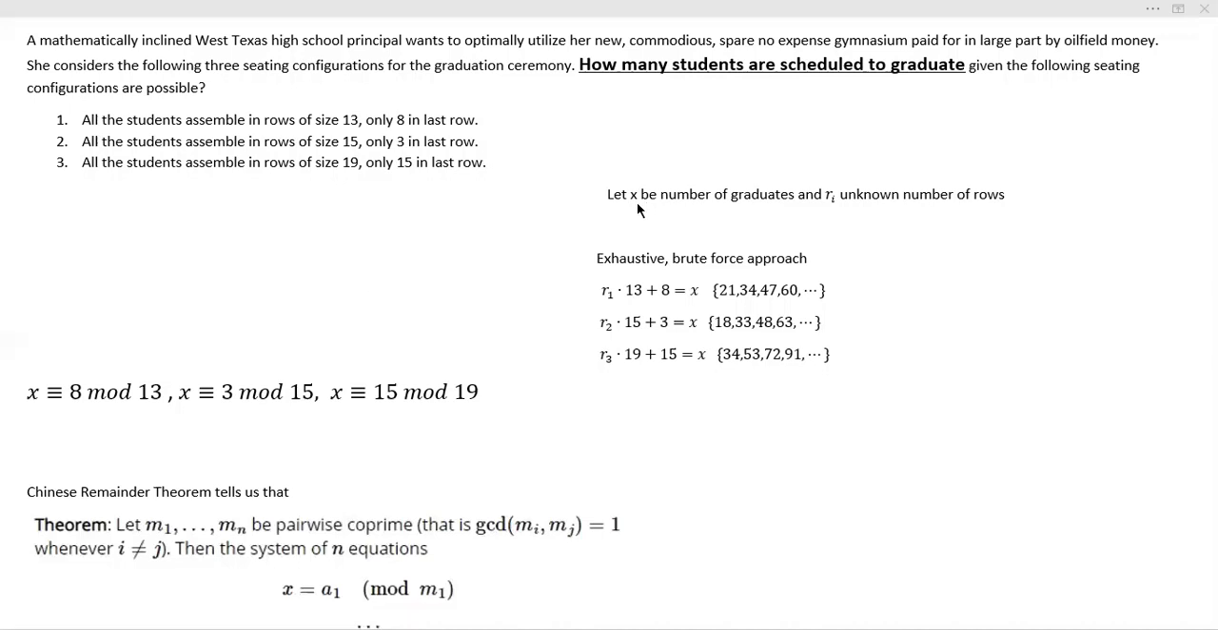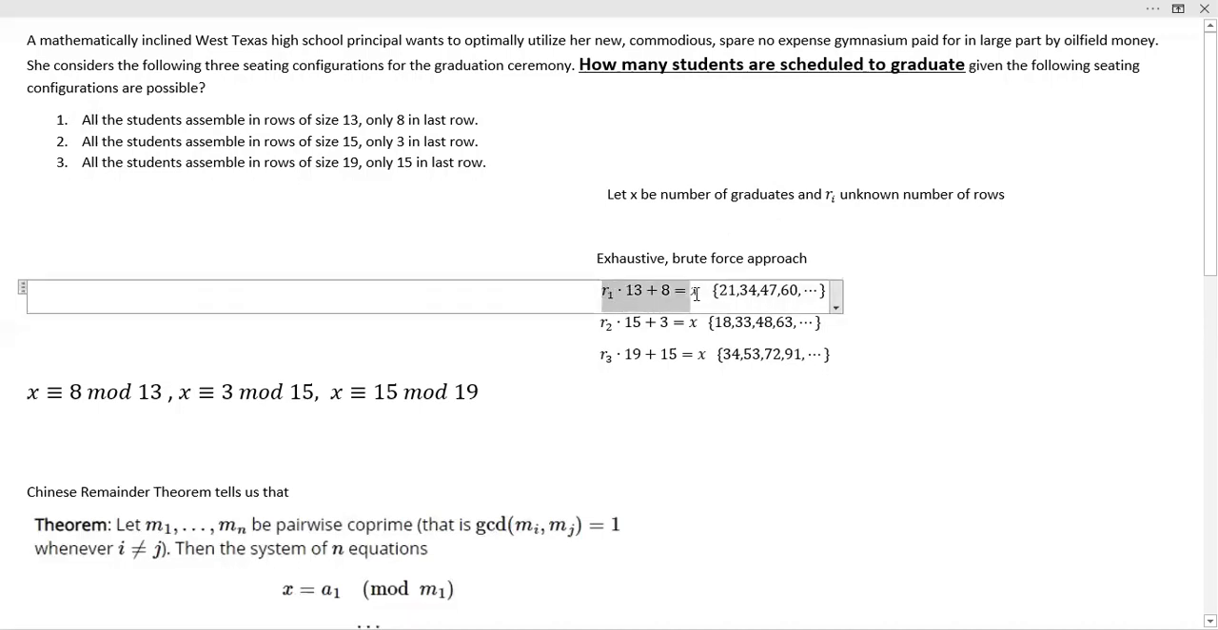A little bit of notation. The standard variable unknown in math is x. So x is going to be the number of graduates we're seeking. Now this r sub i is just the number of rows per condition. So again, we don't know the rows, but if you look at condition 1 and come over here, this describes it in terse mathematics. You have an unknown number of rows, 13 people per row, with 8 left in the last row.